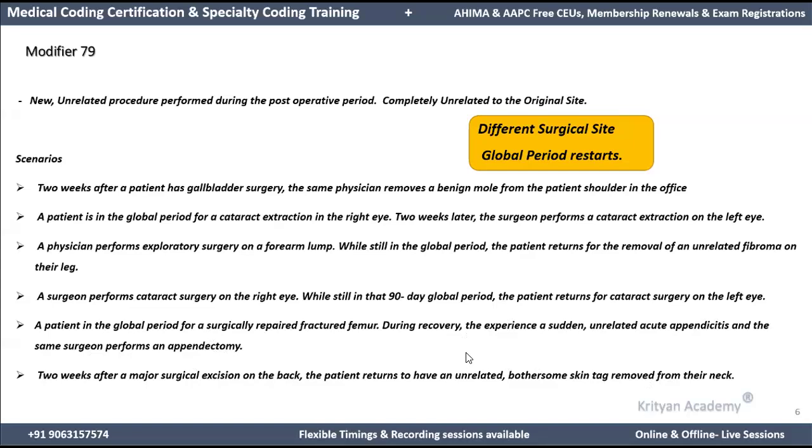I hope you understood, right? So we have discussed modifier 78 and 79. So, please go through these scenarios. If you still have any doubts or any clarification, you can always reach out to the below number and we will help you out on the clarifications.